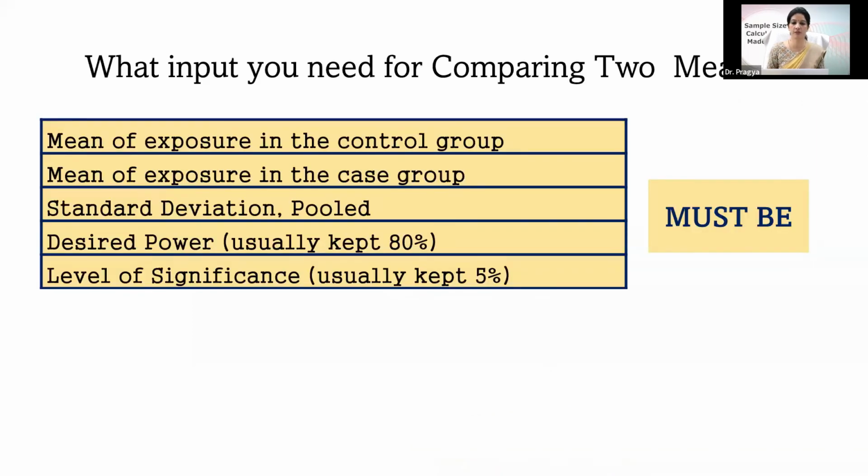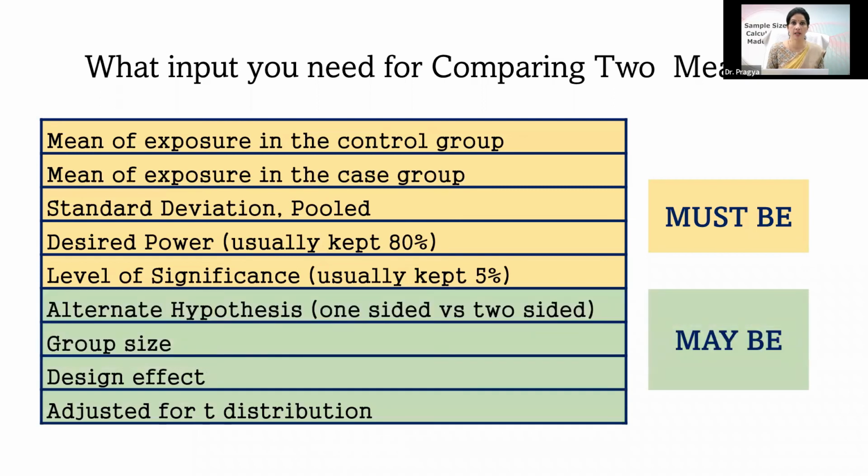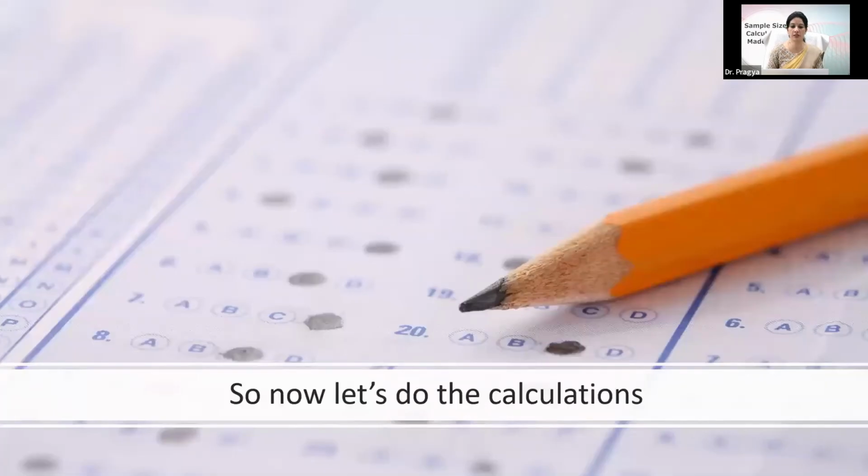So this is one example. You should have the mean of exposure in the control group, the mean of exposure in the case group, and a standard deviation, that is a pooled standard deviation, with the desired power. And these adjustments are optional, but these are the things that must be there.